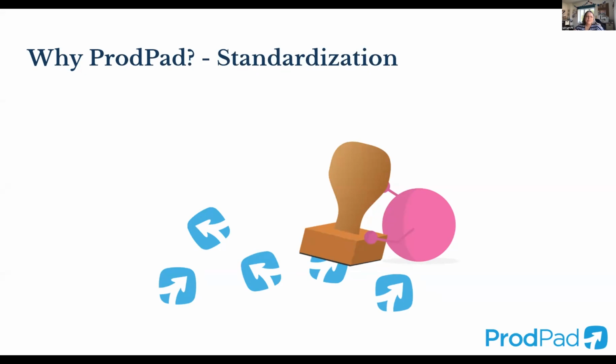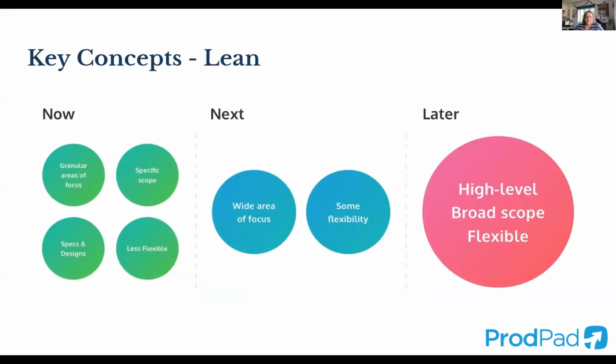So ProdPad is something that can help with standardization and help everybody harmonize their processes and the way in which the data they're using is collected, analyzed and shared, so everyone has the same understanding of what's happening. Now, the way that ProdPad does that is it follows a set of what I would think of as key concepts. I suspect that the people on this call, if they've listened to us before, know that we talk an awful lot about lean.